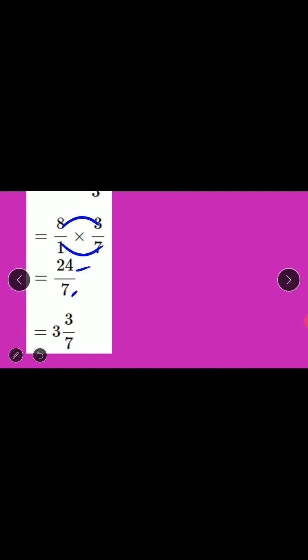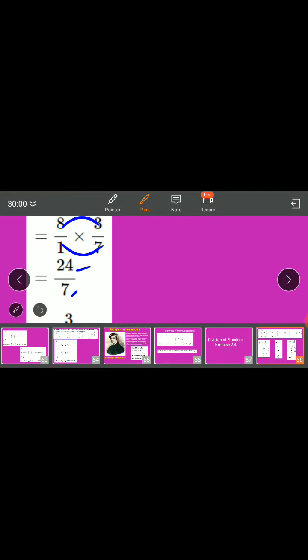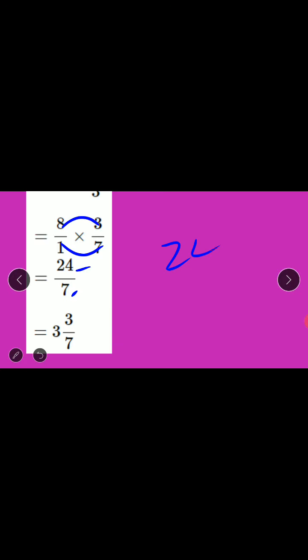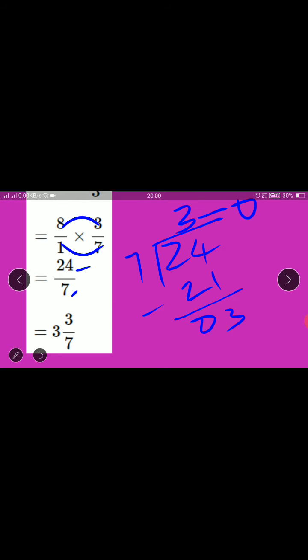24 by 7. So let's divide. 24 divided by 7. In 2 we cannot divide by 7. So in 24 how many times 7? 7 1s are 7, 7 2s are 14, 7 3s are 21, 7 4s are 28. It is going beyond 24. So don't take 4 times, 3 times let's take. So how many times 7? 3 times. 7 3s are 21. Subtract, 4 minus 1, 3, 0. So this is quotient and this is remainder.